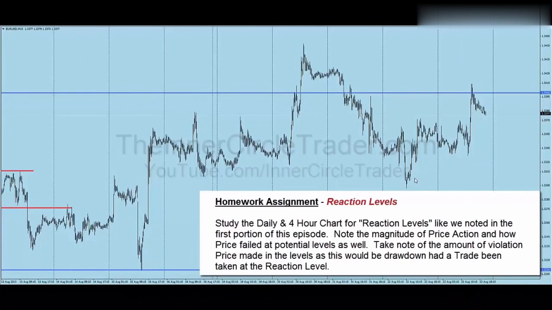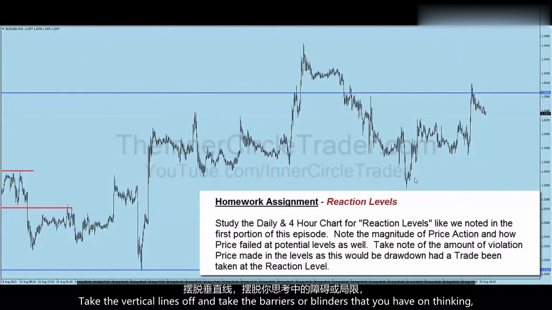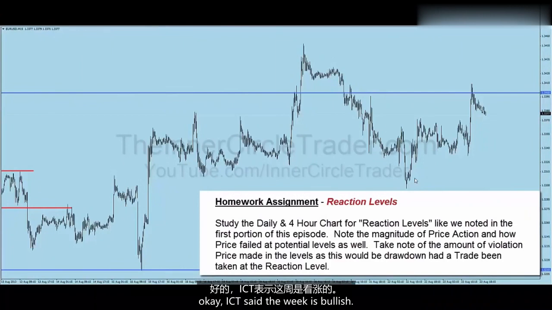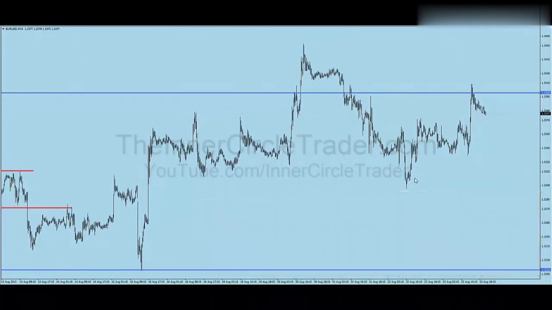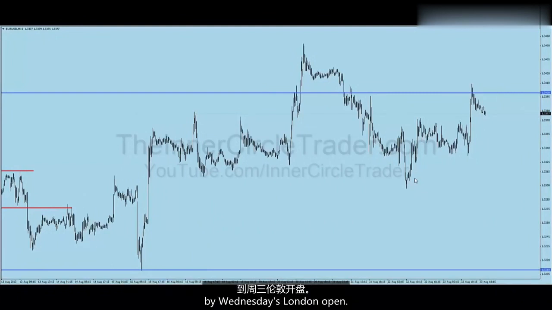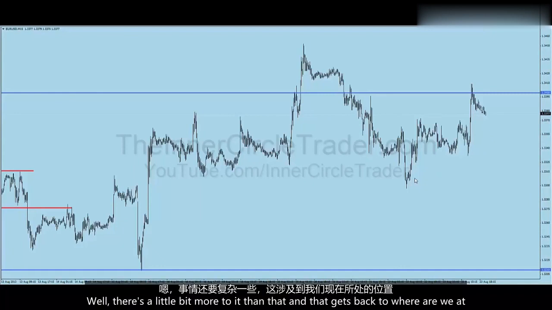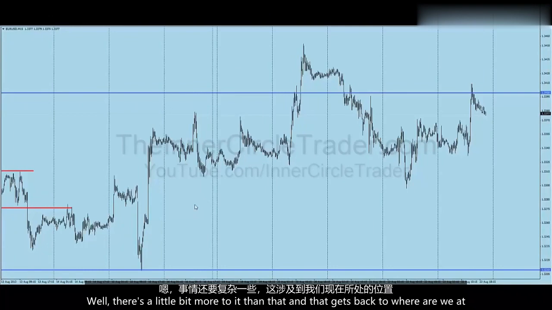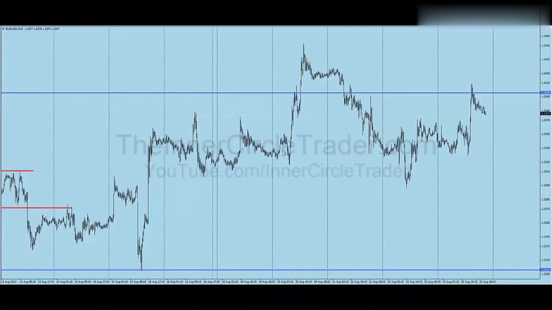Why did it do that? Take the vertical lines off and take off the barriers or blinders that you have on, thinking, okay, ICT said the week is bullish. That means it's going to be the low of the week on Monday or Tuesday, or certainly the latest by Wednesday's London Open. So therefore, buy and hold. Well, there's a little bit more to it than that, and that gets back to where we are in terms of the overall market structure.